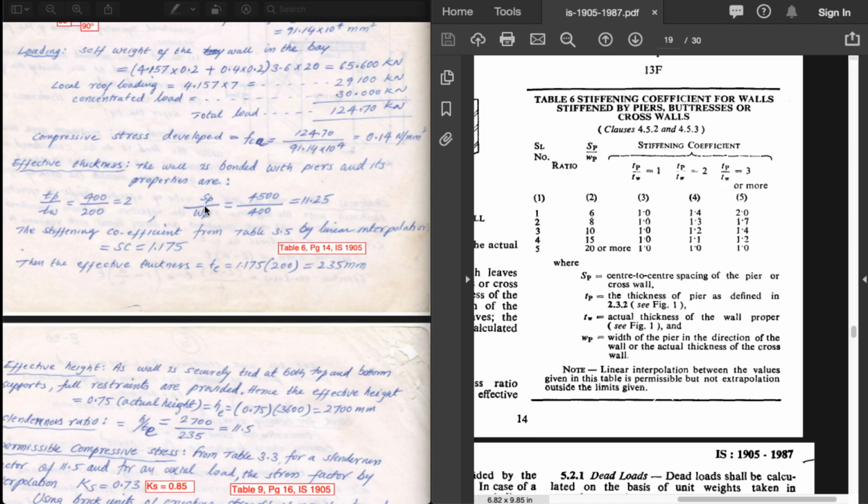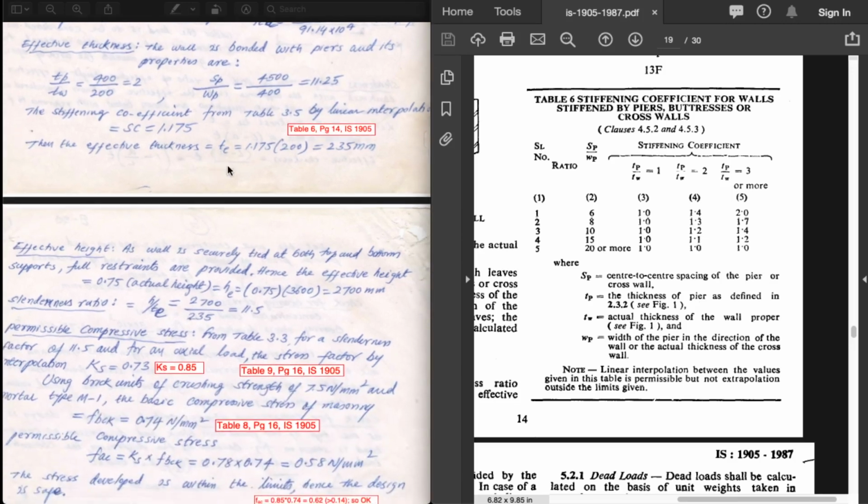Next, SP by SW: 4.5 meter by 0.4 meter is 11.25. It is between 10 and 15, so we need to interpolate. On linear interpolation for column 4, we get a stiffness coefficient of 1.175, which is somewhere in between these two. That is the stiffness coefficient we get for that particular combination.